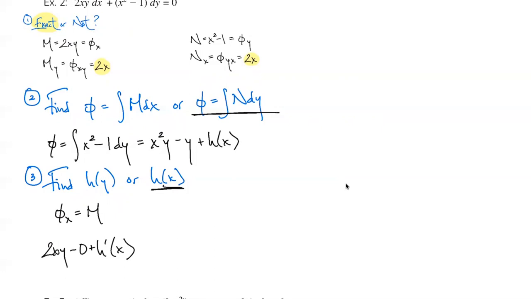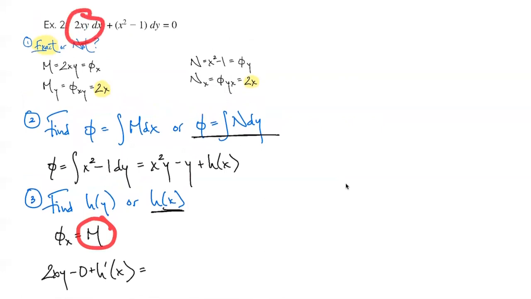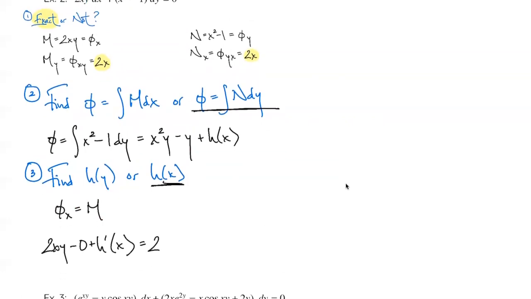All right, 2xy minus 0, because the derivative of y with respect to x is 0, plus h prime of x equals, what did we have for our original M? Well, we had 2xy. So that's what I'm going to put on the right-hand side.